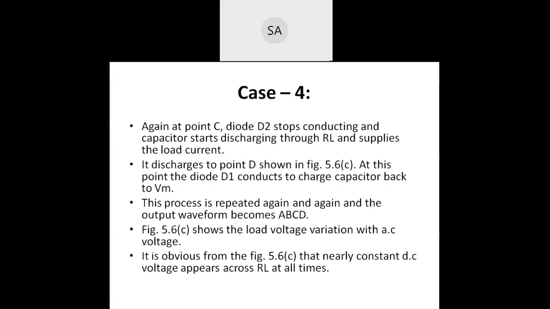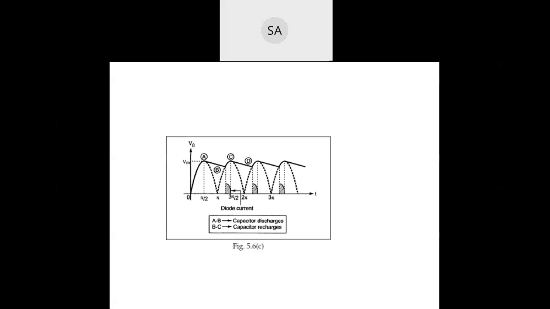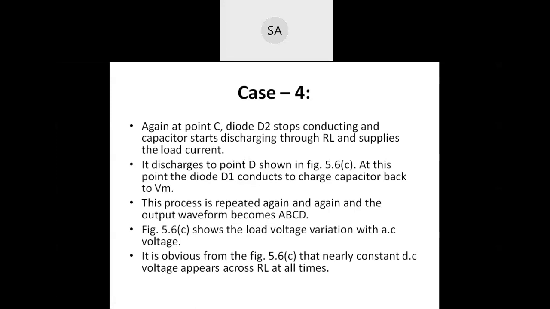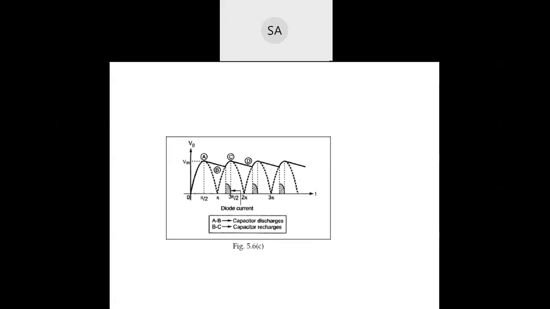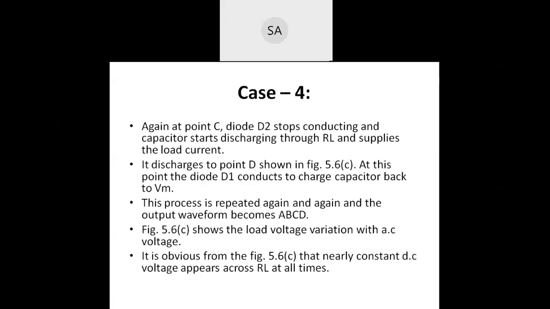So let us discuss case 4. At point C, diode D2 stops conducting and the capacitor starts discharging. Here at point C, D1 is forward biased and D2 is reverse biased. So at point C, the diode D2 stops conducting and the capacitor starts discharging through RL and supplies the load current. So the capacitor is discharging to point D as shown in figure C.